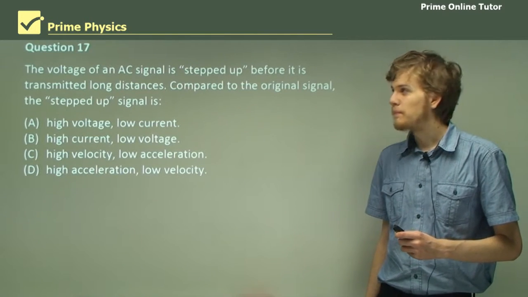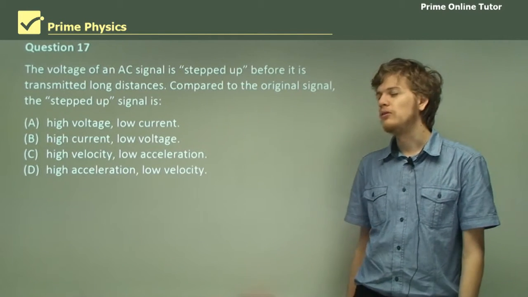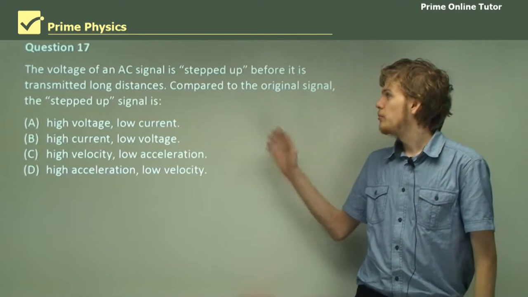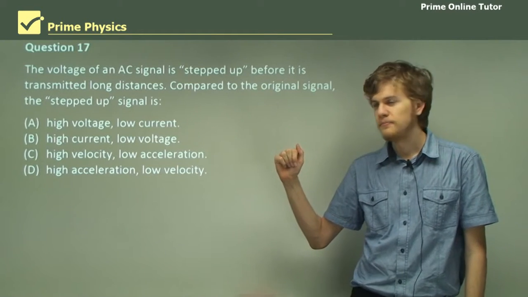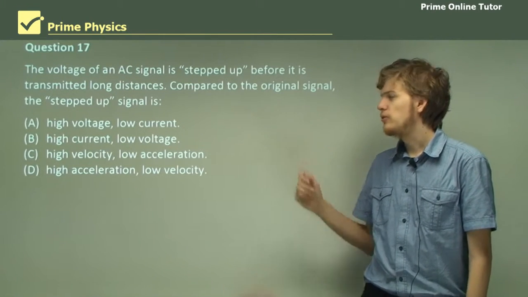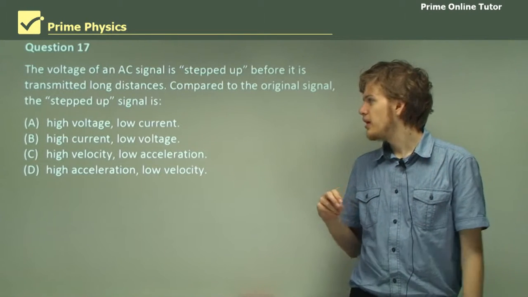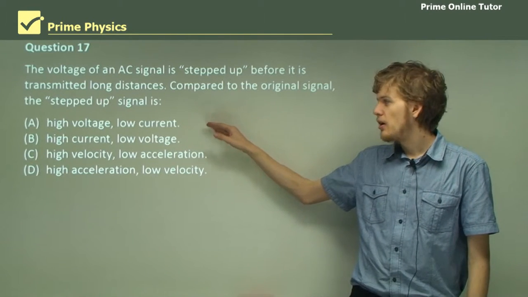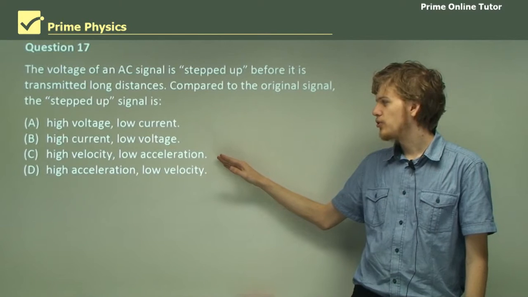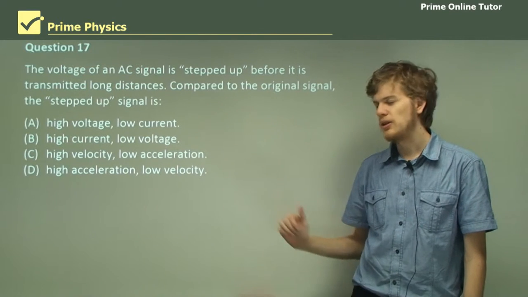Question 17. The voltage of an AC signal is stepped up before it is transmitted long distances. Compared to the original signal, the stepped up signal is either high voltage low current, high current low voltage, high velocity low acceleration, or high acceleration low velocity.